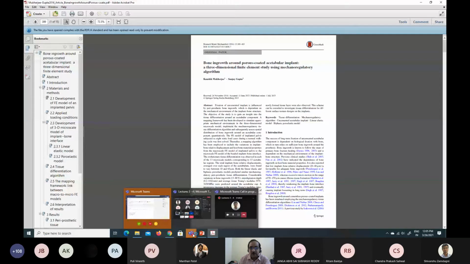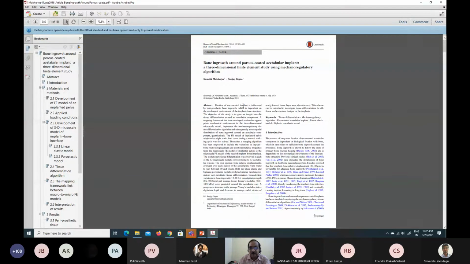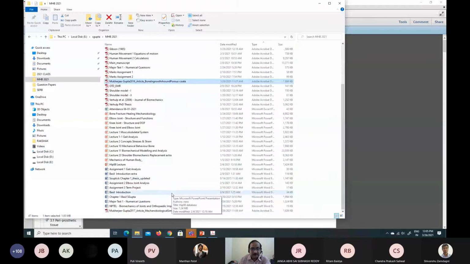Bone ingrowth around porous-coated acetabular implant: a three-dimensional finite element study using mechanoregulatory principle. Okay? Published in 2015. I will upload this paper, and there is another paper which is the comparison.